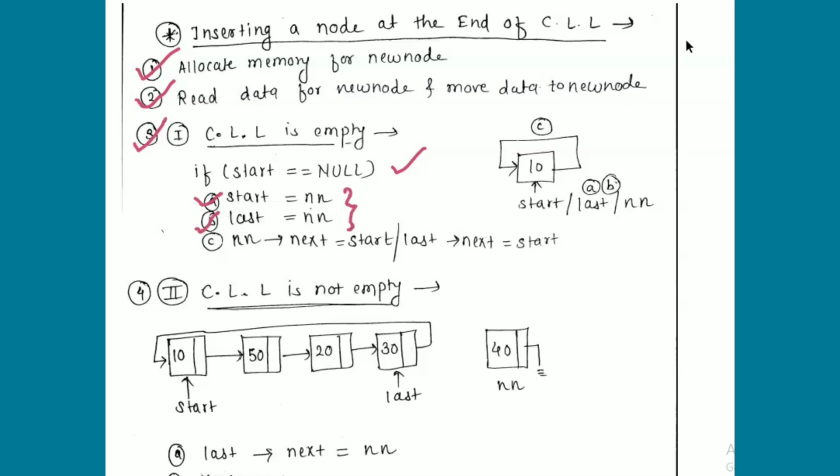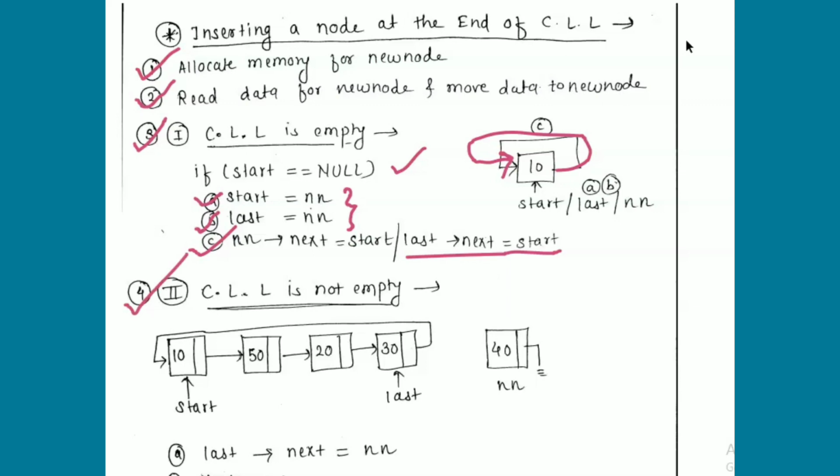As we are discussing the circular linked list, we need to keep a link from the last node to the first node. So for that, new node next is equal to start, or we can say that last next is equal to start. So this connection is required. So this is the first case, when your circular linked list is empty.